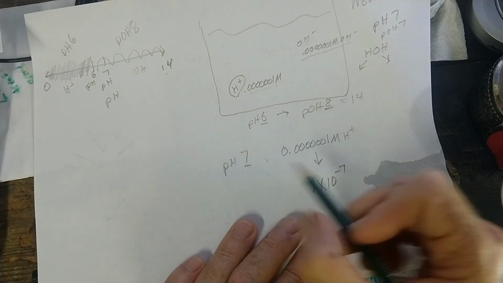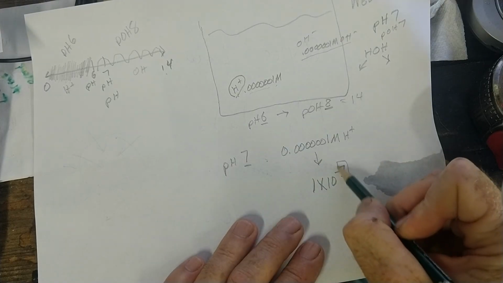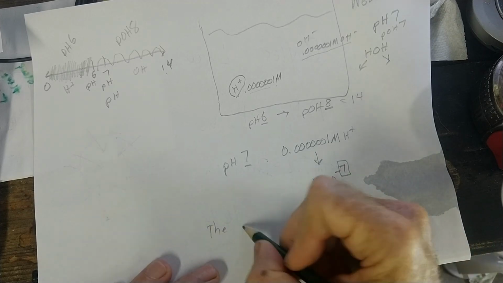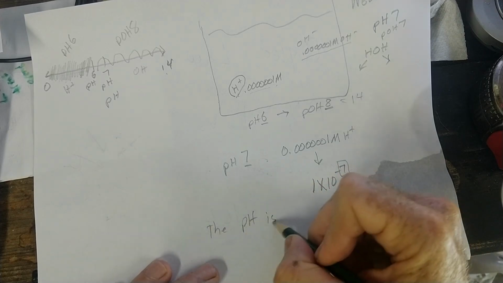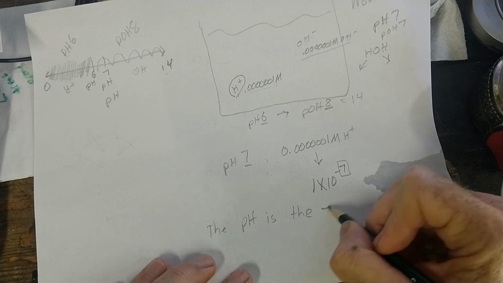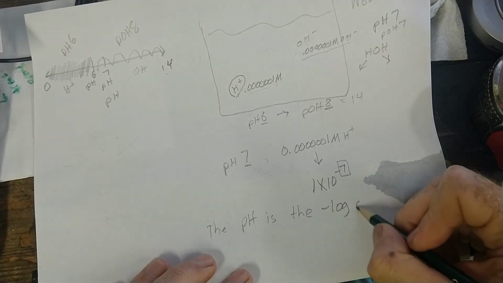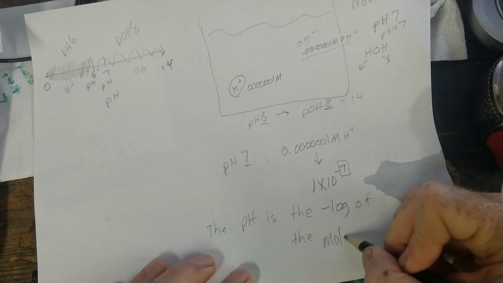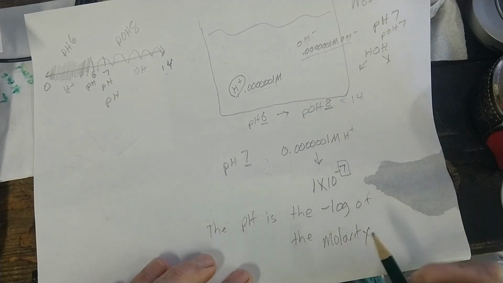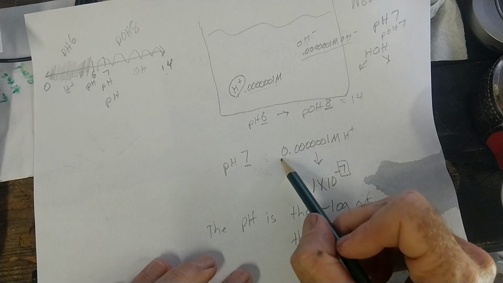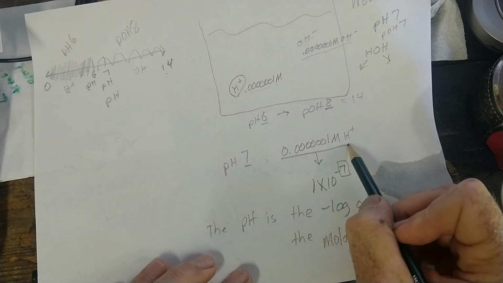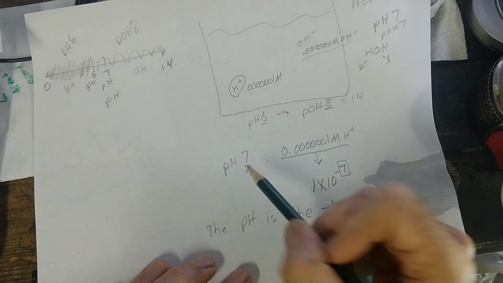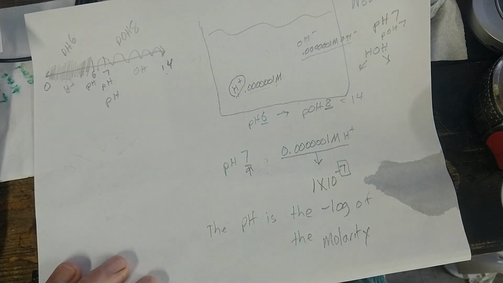So the pH is 7. It's that number right there. Okay, now I'm going to write this as a sentence. The pH is the negative log of the molarity. So in other words, if you typed in this number in your calculator and you took the negative log of it, you'll get the number 7. It's that easy. Let's do some of those.